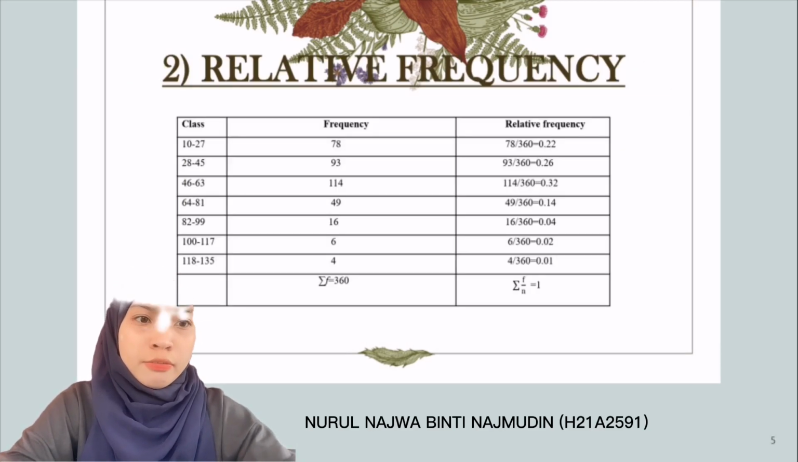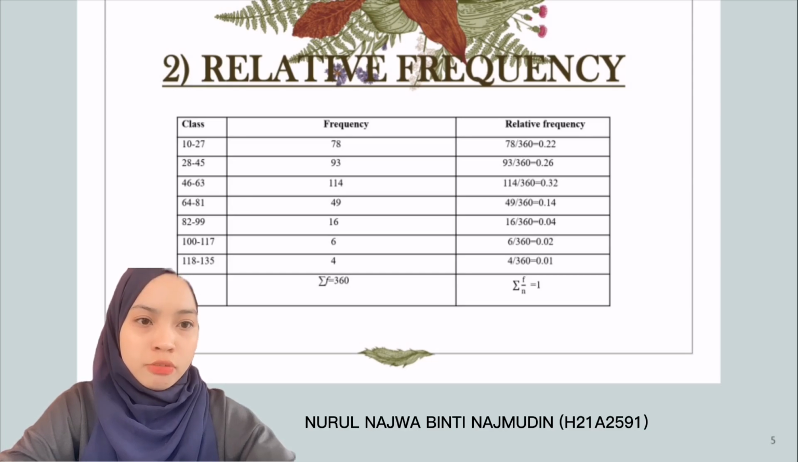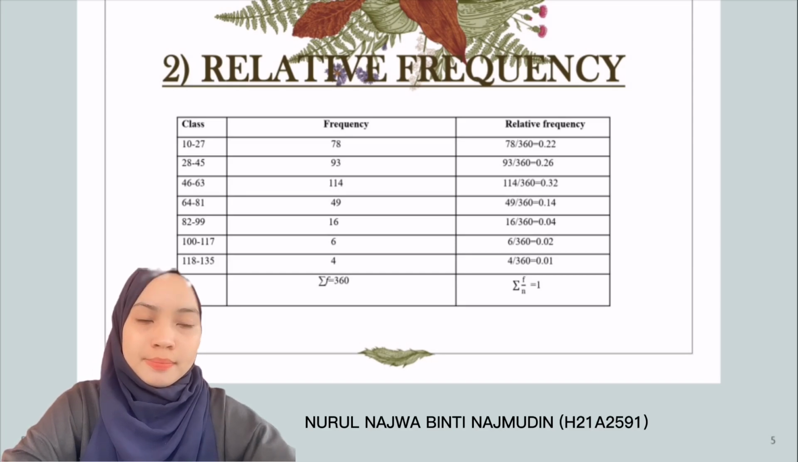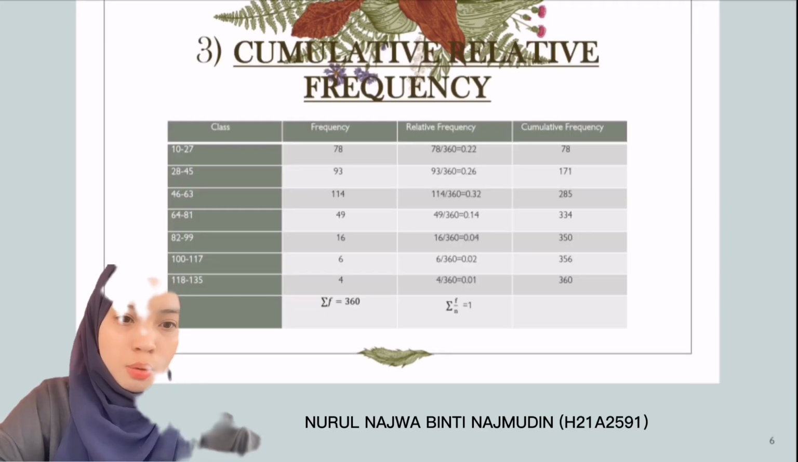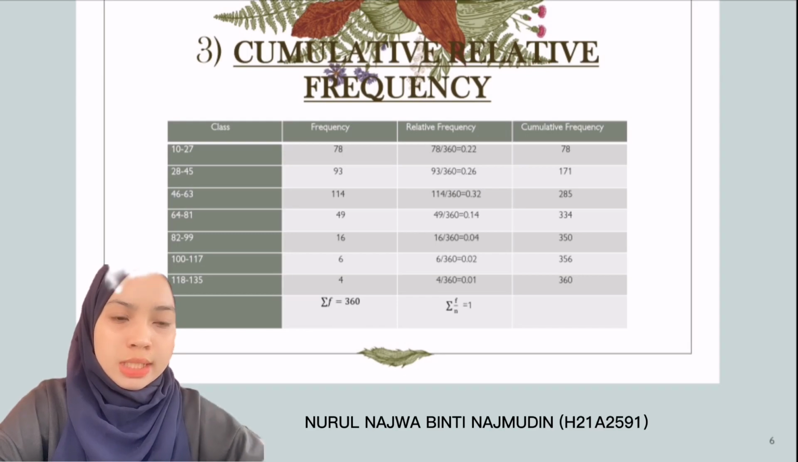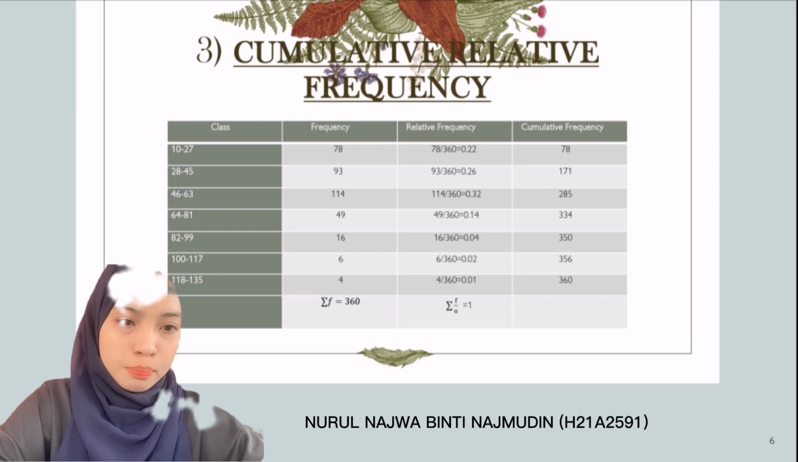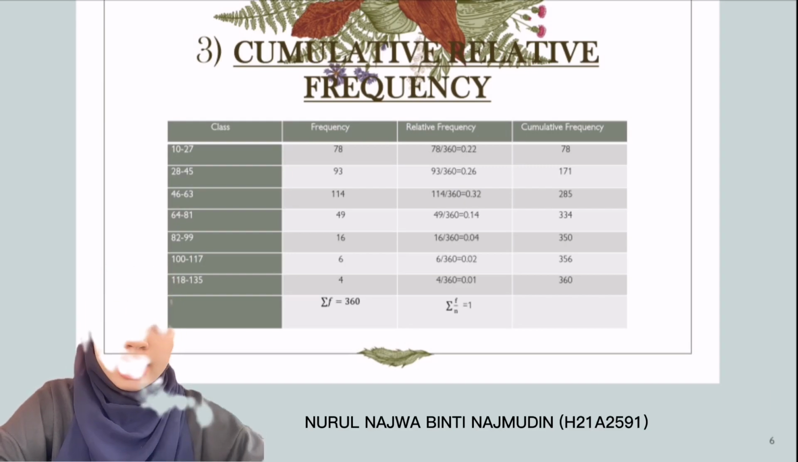Second is relative frequency. It is the same as the frequency distribution, but for relative frequency we calculate and get a total of 1. Cumulative frequency is the same as frequency, which is 360 samples, and we calculate the data neatly and organize it.